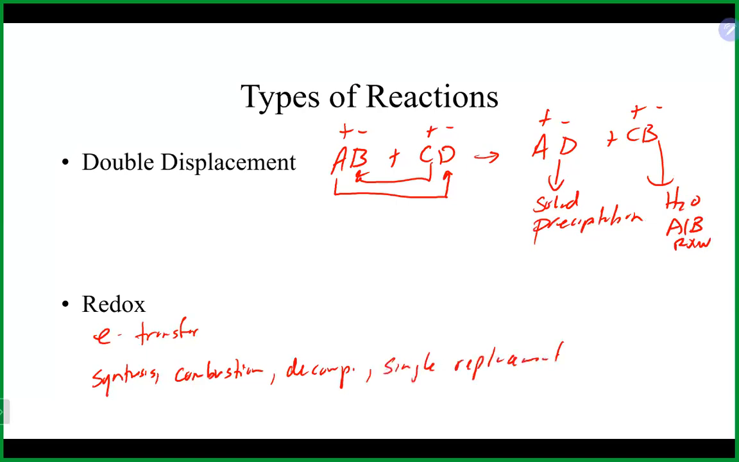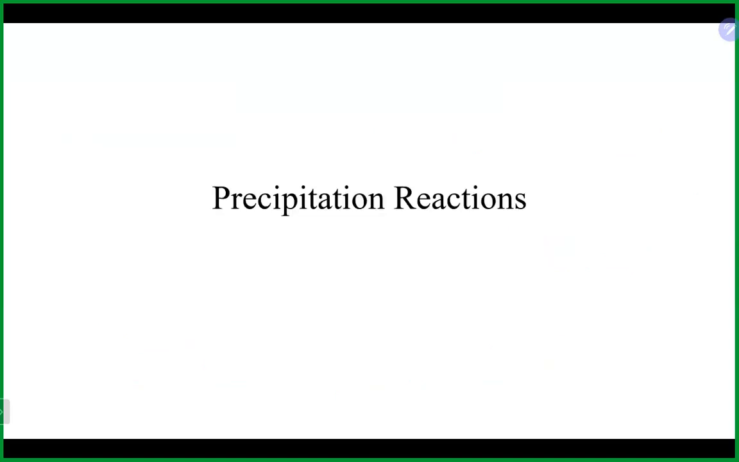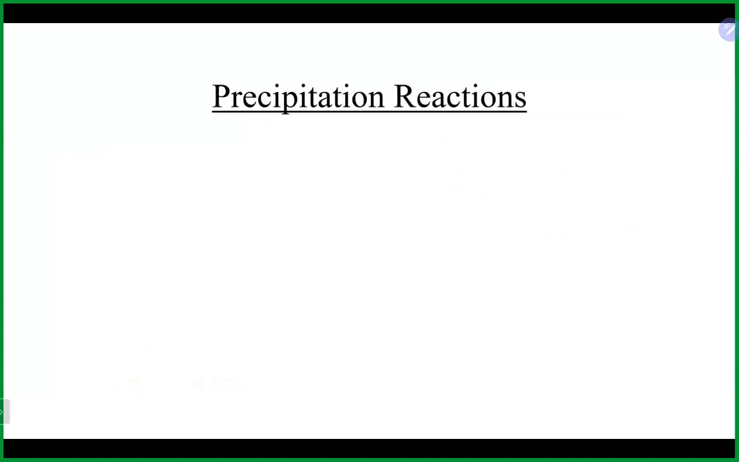So as I mentioned earlier, we're going to focus here on the front part, our double displacement reactions and what's happening. Let's take a look at it, and we're going to talk about how we know if we do get a solid or we don't get a solid when we mix them together. So let's talk about that precipitation reaction.